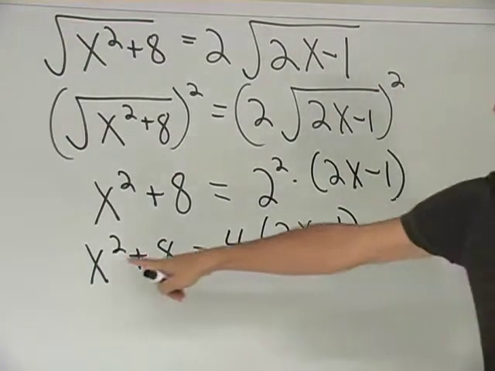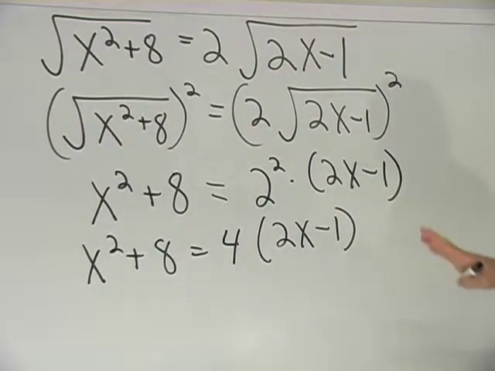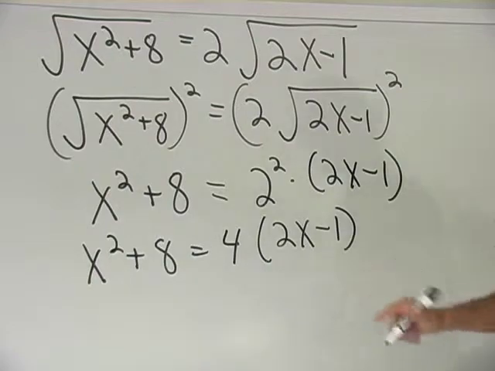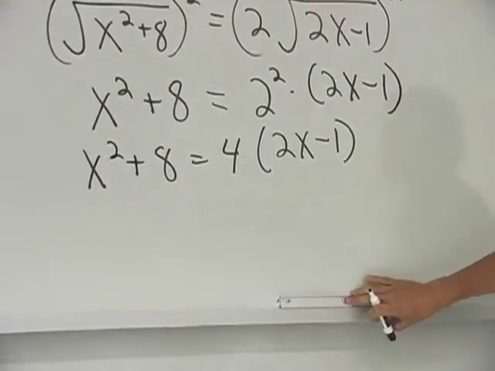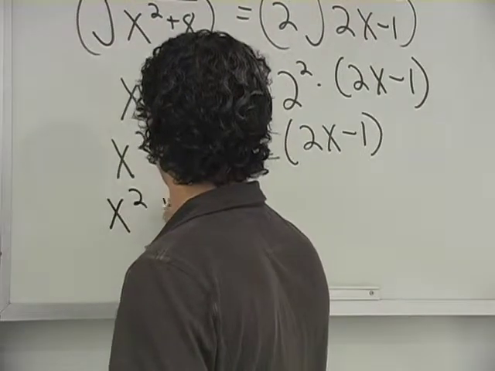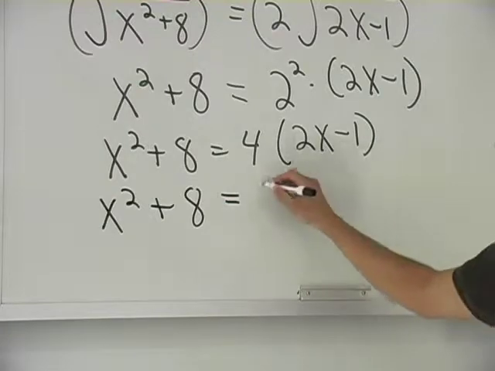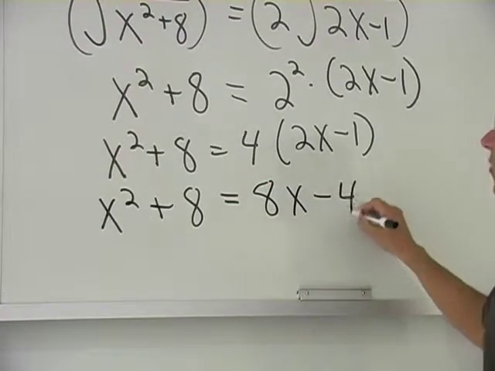Well, it looks like I have a quadratic equation now lurking in the background. But before I solve it, what I'm going to need to do is simplify things a bit. So let me multiply this through and see what we have. Looks like we have x squared plus 8 equals 8x minus 4.